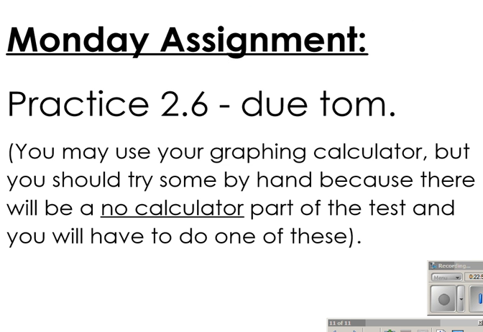Now, your assignment for today is the worksheet practice 2.6. There are 8 matrix multiplications on there. It will be due tomorrow for first hour and Wednesday for hours 5, 6, and 8. You may use your graphing calculator to do these.